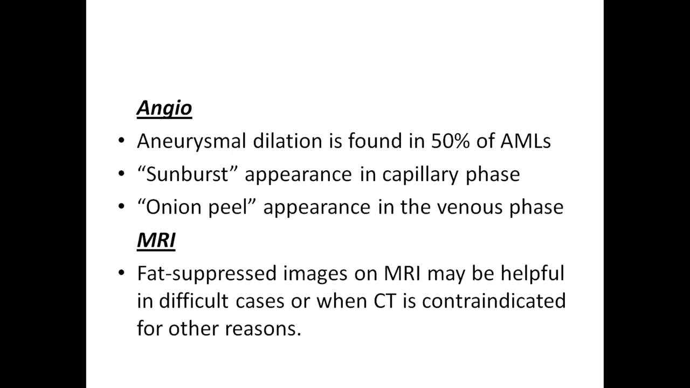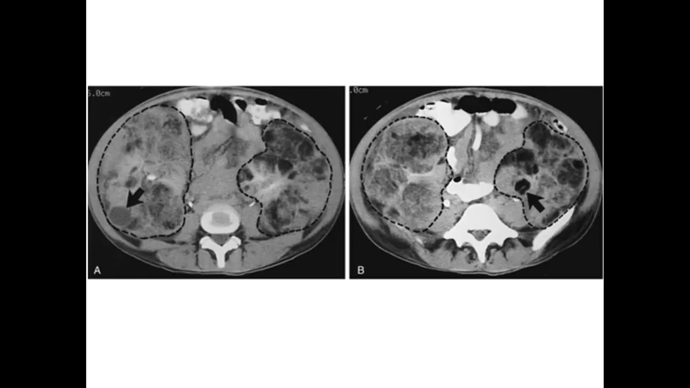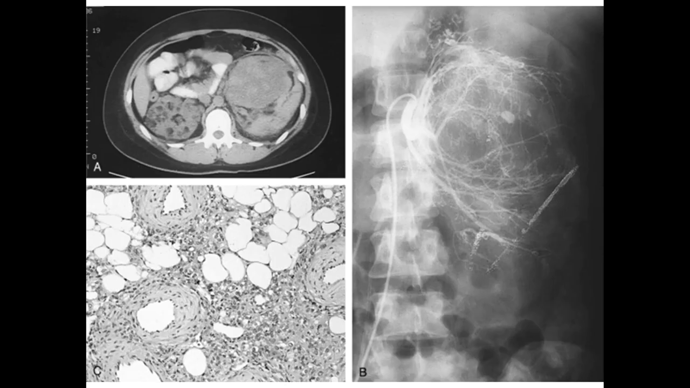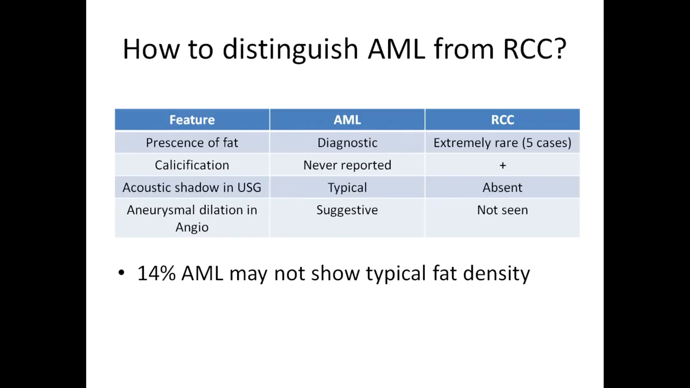If you take an MRI, fat suppressed images of MRI may be helpful in difficult cases. This is one such picture. And this is the histopathology and the angiogram and CT scan of the angiomyolipoma. You can see the very large fat cells, which appear like empty cells, and this is the angiogram of the large angiomyolipoma.